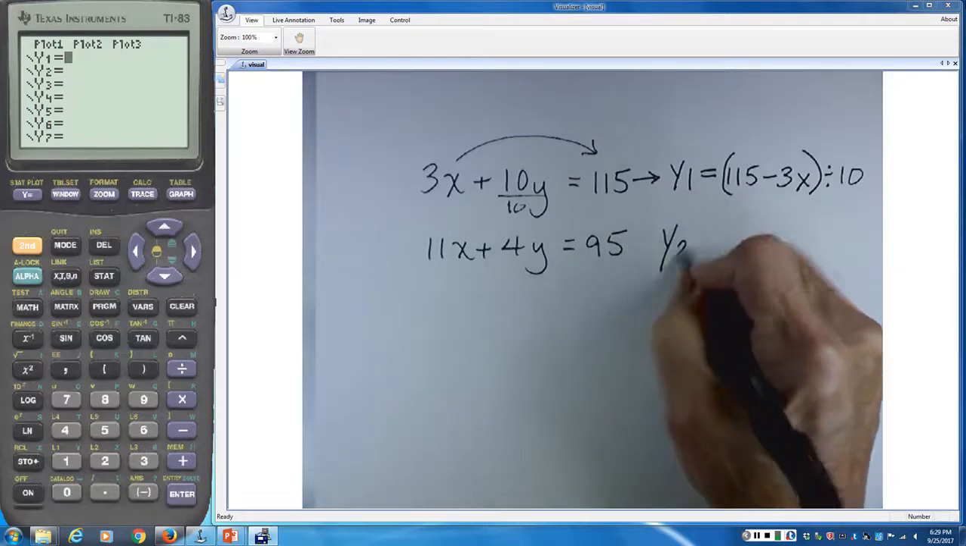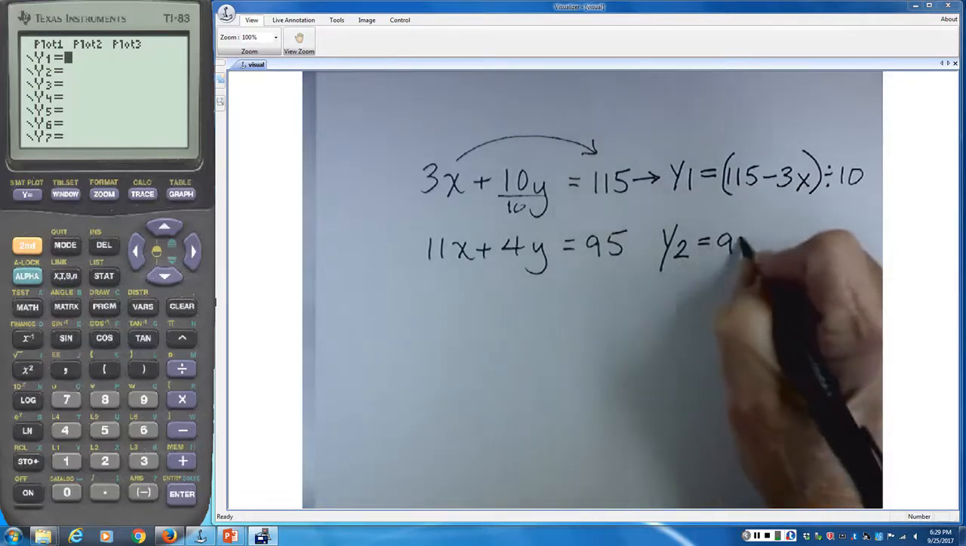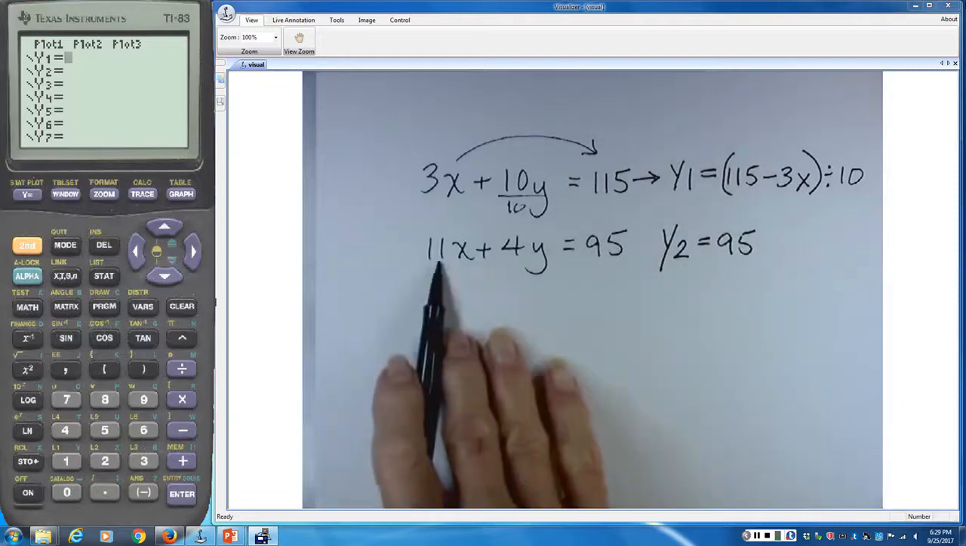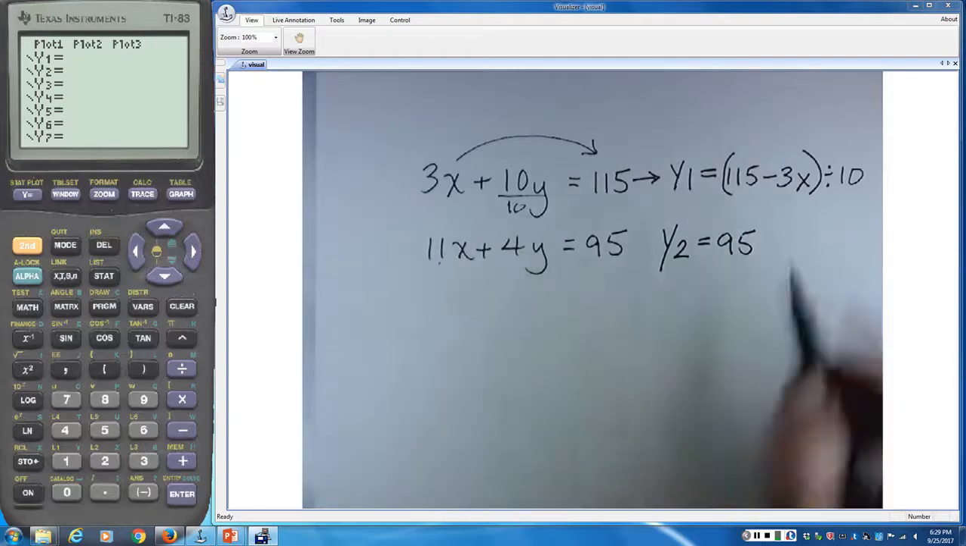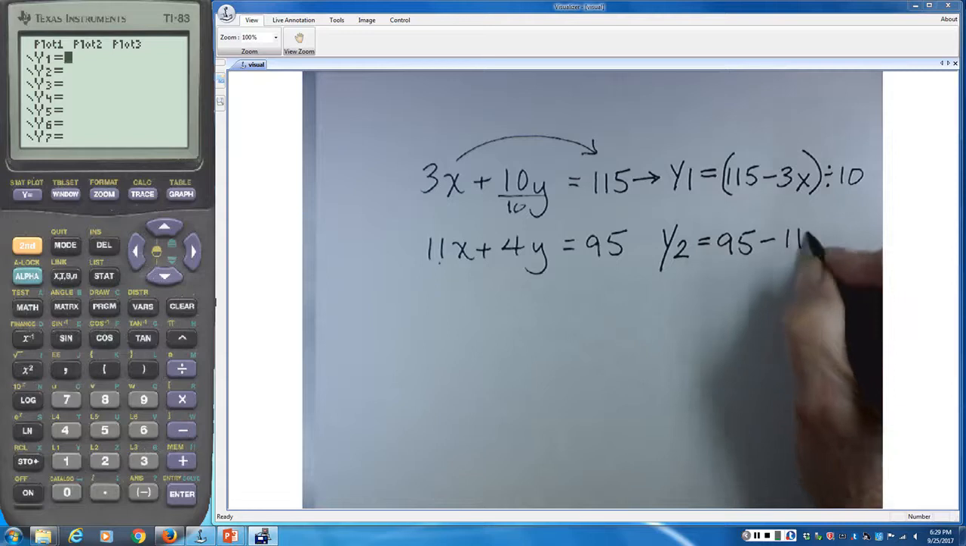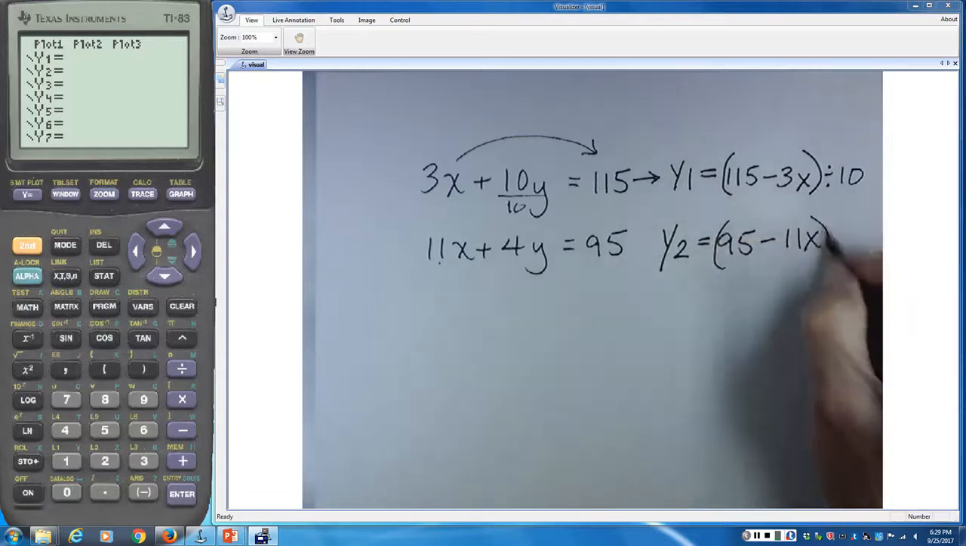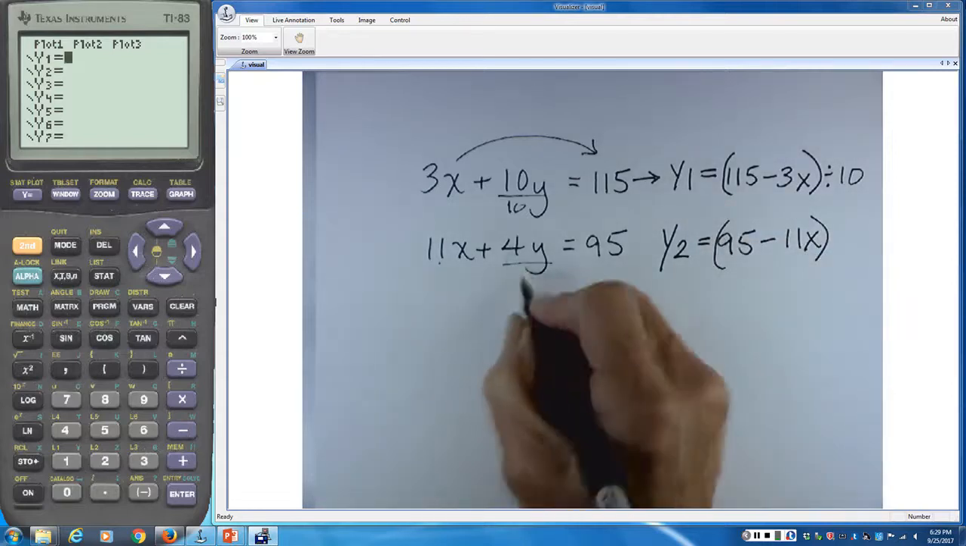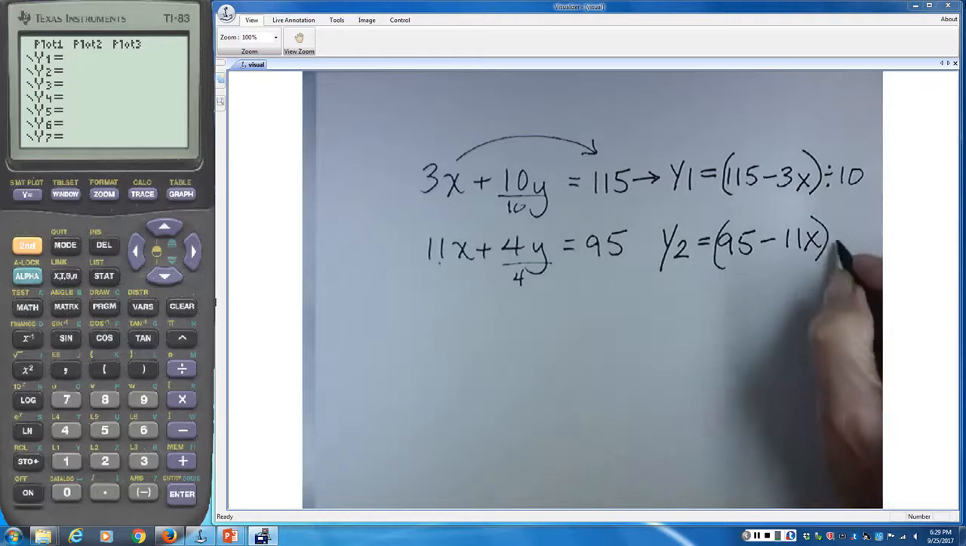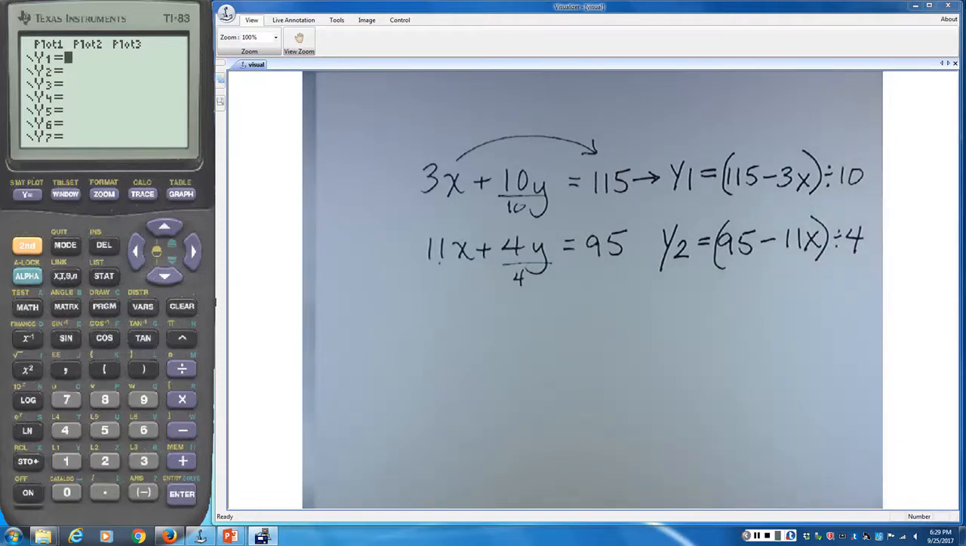And then y2, we're going to do the same thing. We're going to start with the 95 that's already over on the right, and we're going to move the 11x over there with it. And then we're going to divide the whole thing, once again, by 4. Now you have to use the parentheses because you have to divide both of those terms. And no, I know that's not in y equals mx plus b, but that takes an extra step. And all I really want to do is look at the graph.